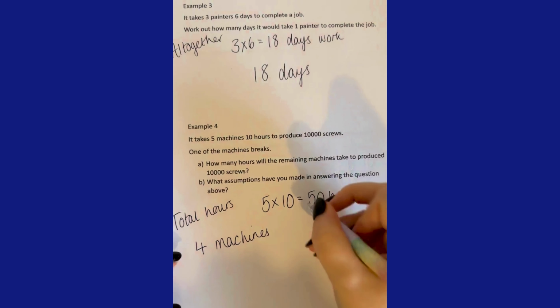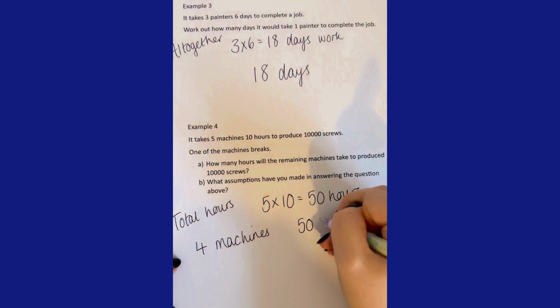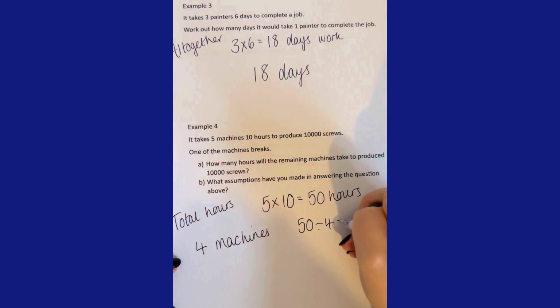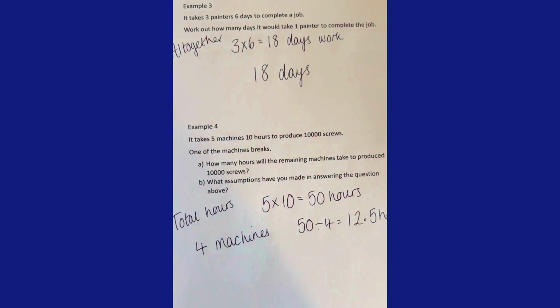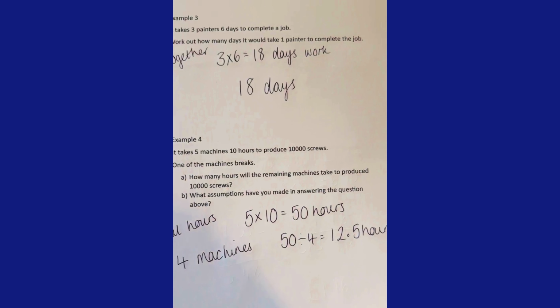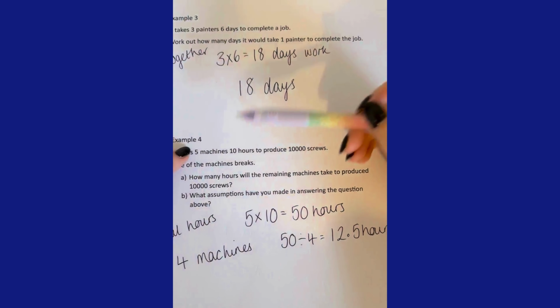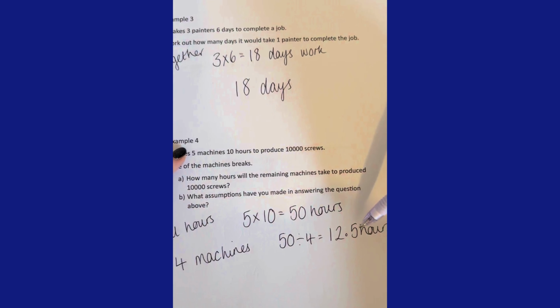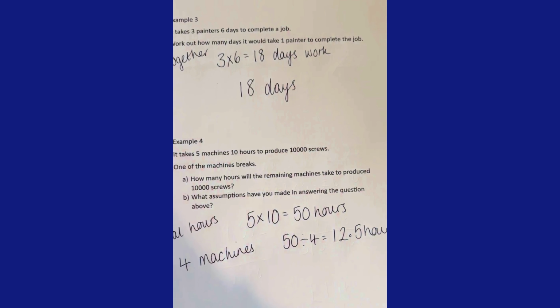To figure out that amongst the 4 machines, we then do 50 divided by 4, and that's going to get me 12.5 hours, okay? So it's going to take 4 machines 12.5 hours. And what I can do is look at this. If it takes 5 machines 10 hours, let's think about it. It's obviously going to take 4 machines longer, okay?